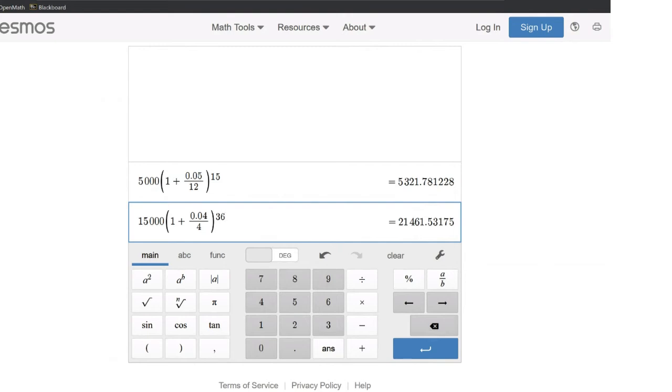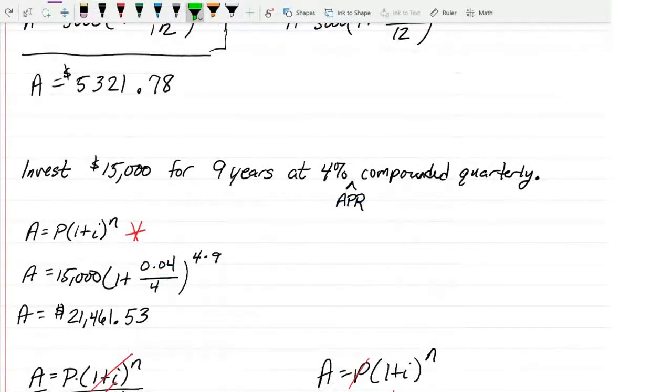Again, the good part about this is that we don't have to keep track of the order of operations. As long as we type this into the calculator correctly, it's going to do all of that nasty arithmetic that we really have better things to do than arithmetic in this class. $21,461.53, rounding to 2 decimal places. It's pretty neat stuff.